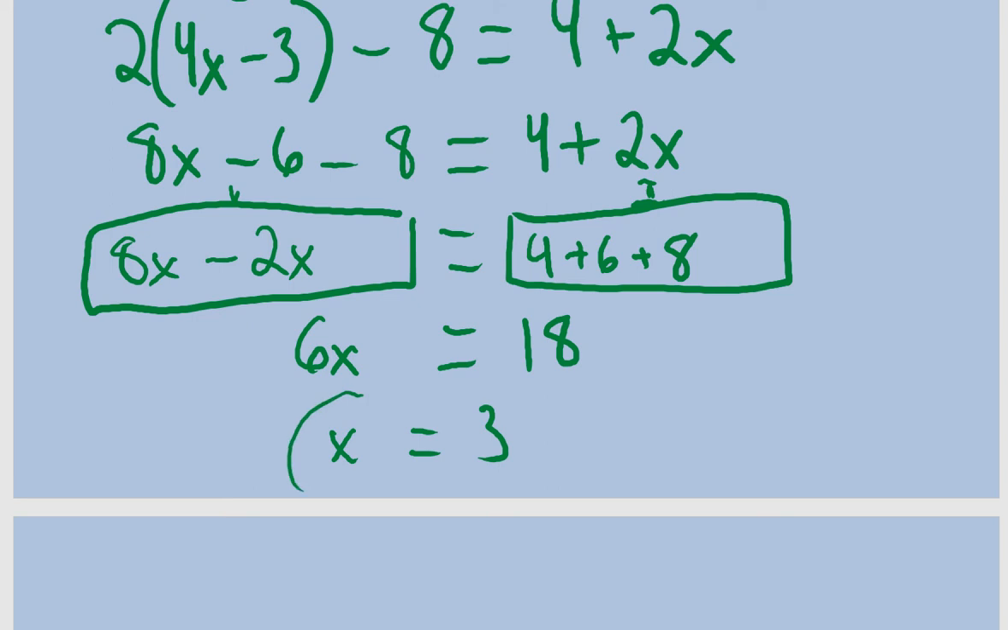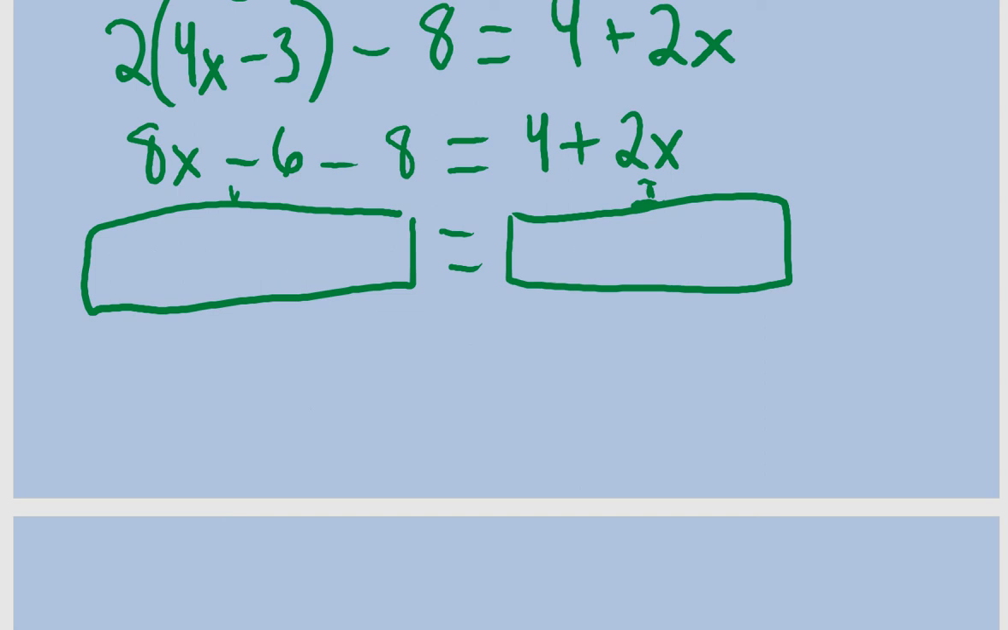Now, just for the sake of argument, I want to show y'all something here. Let's say I messed up. Let's say I did 8x plus 2x. And then over here I said 4 plus 6 plus 8. What I did wrong here is when I changed the side, I did not change the sign.